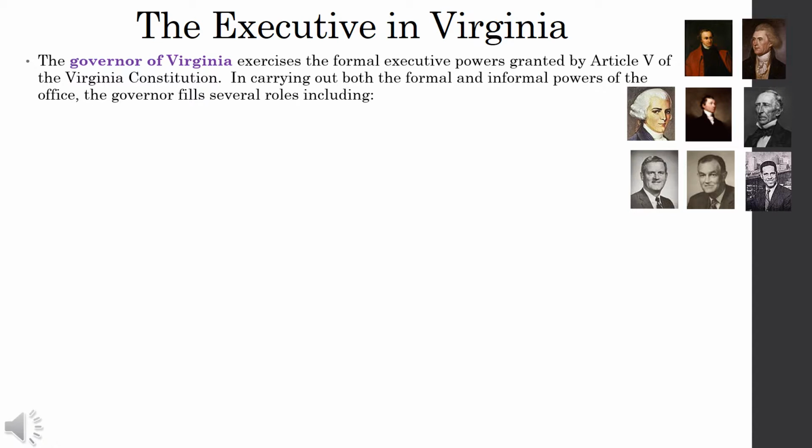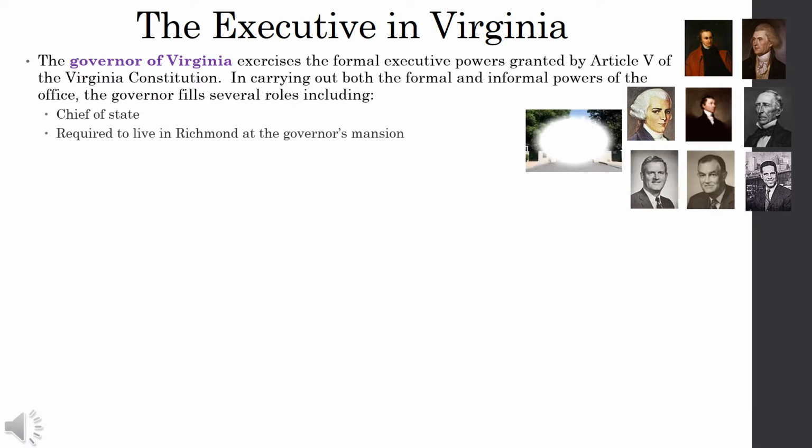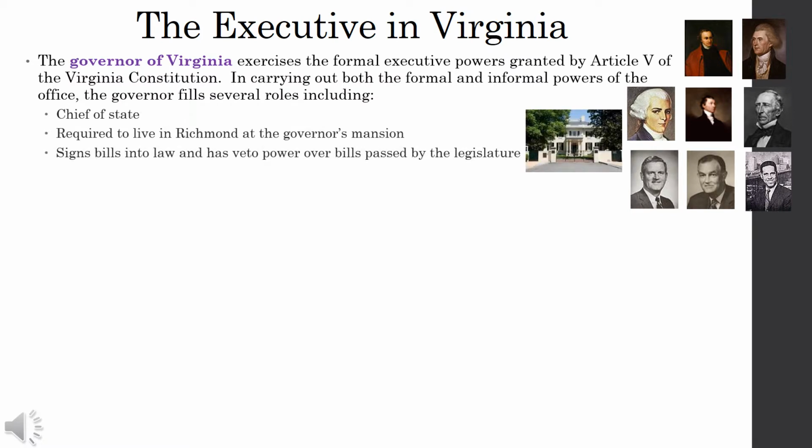So not only have our governors impacted Virginia state history, they have also impacted our national history. In carrying out both the formal and informal powers of the office, the governor fills several roles, including chief of state. And as chief of state, the governor is required to live in Richmond at the governor's mansion. The governor signs bills into law and has veto power over bills passed by the legislature, the General Assembly, and he communicates with other states and foreign powers.